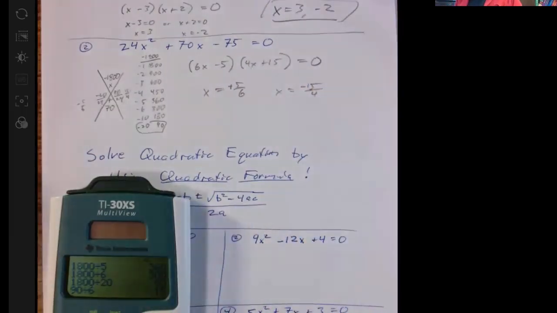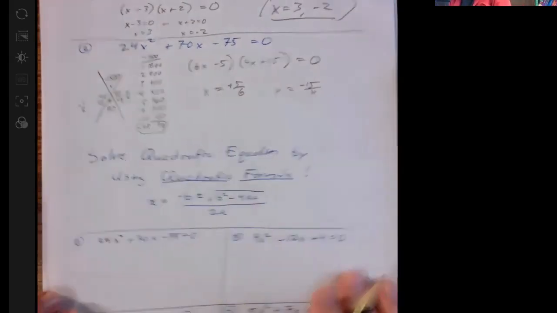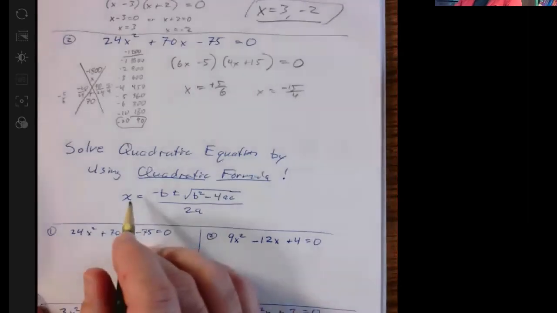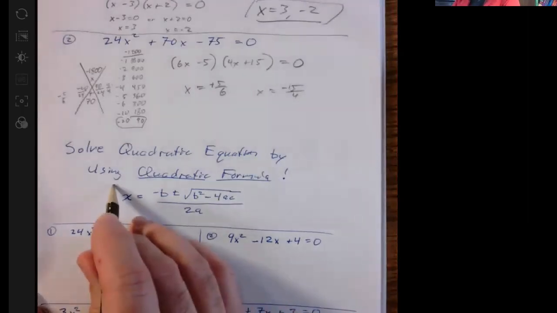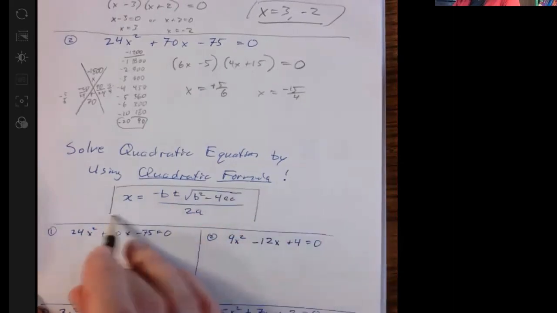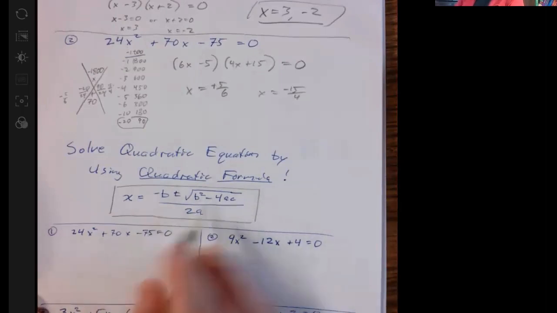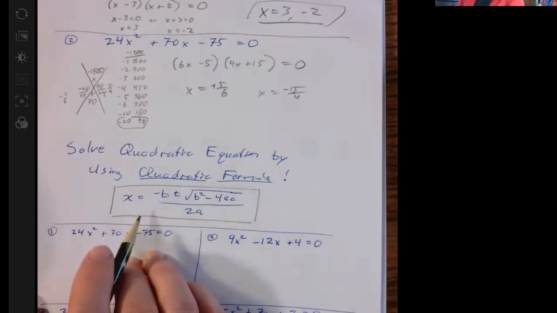It took forever, even with a calculator. So there are better ways to do this. This formula right here, x equals negative b plus or minus the square root of b squared minus 4ac all over 2a. This is the quadratic formula. It's such a famous formula. Students all around the world learn this. Many of them have to memorize it.